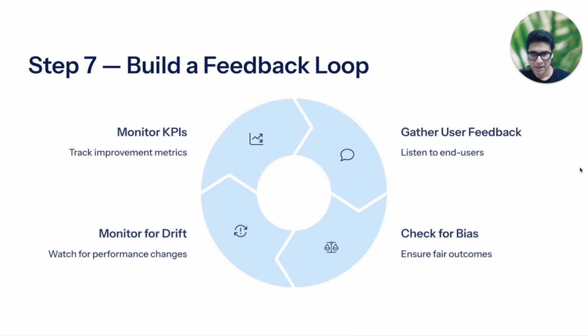Moving forward, you need to build a feedback loop. Like I said, in general, it's called AI ops or ML ops, where you start with monitoring KPIs, you gather user feedback, you check for biases, you monitor drift in either data or the performance, and then you loop back. You get back to the drawing board, keep tweaking, take your learnings, go back and retrain, deploy new models, etc.